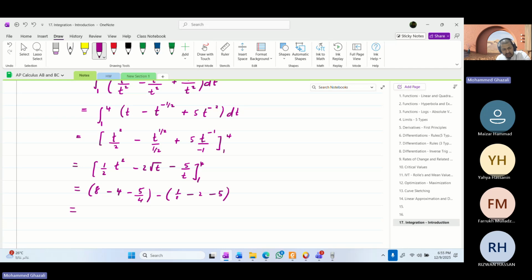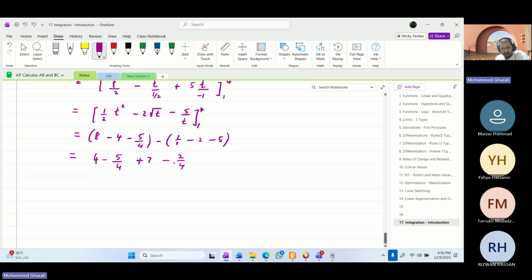You can try to do all this on the calculator. That's 4 minus 5 quarter, plus 7, plus 7 minus 2 quarter, which is half. See what I did here? Minus 2 minus 5 is minus 7, so I added 7 because of minus minus. And minus half is minus 2 quarter. So I can add all the numbers up and all the fractions up. 4 plus 7 is 11. 5 quarter minus 2 quarter is minus 3 quarter.